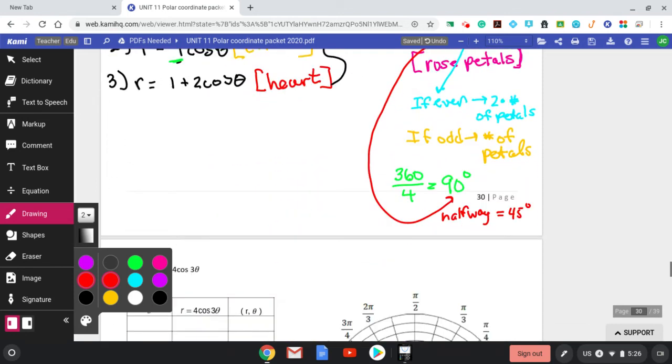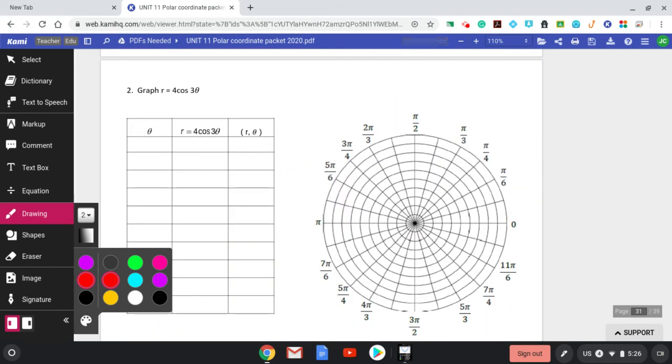So let's talk cosine right now. Take a look at this bad boy. 4 cosine 3 theta. All right, so first thing I'm going to ask you guys, how many petals should it have?